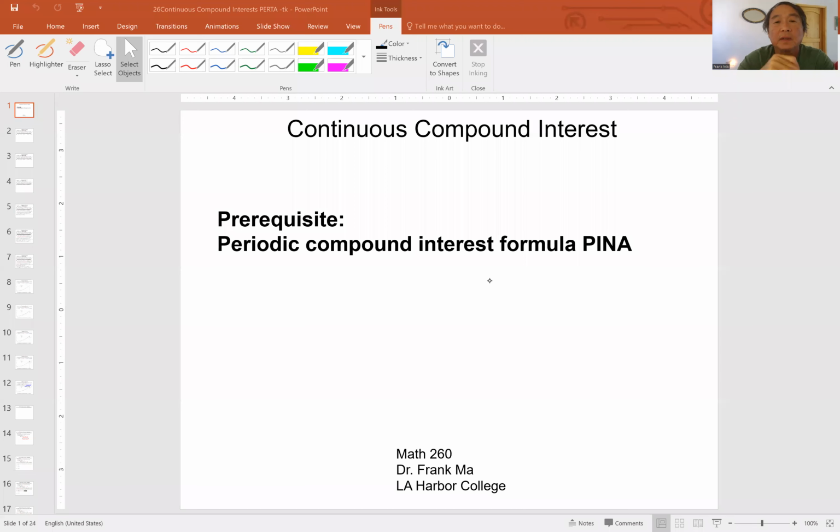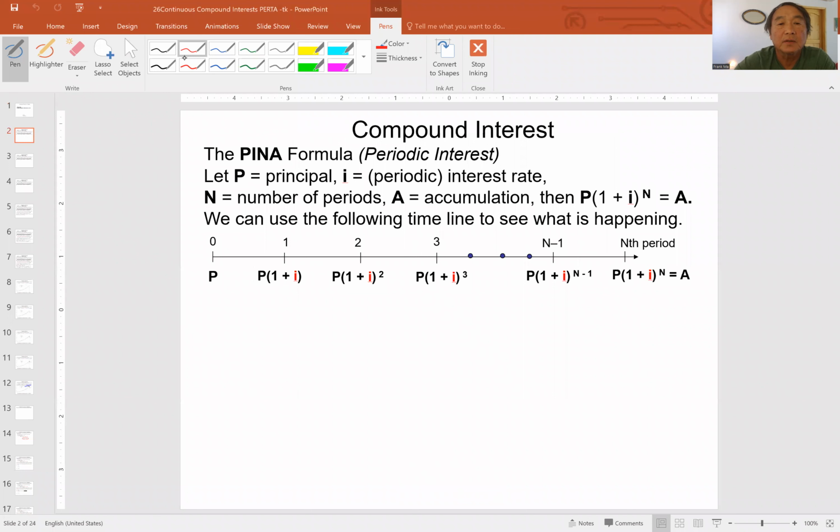The PINA formula gives us the accumulation of periodic interest. Here's a timeline that basically tells you how it works. We start out with P dollars, and then after one period, you have P dollars plus P times I, the interest rate. In other words, we multiply by the factor 1 plus I. If we do this every period going down the line, after n periods, we get P times (1 plus I) to the nth power. In short, the PINA formula.